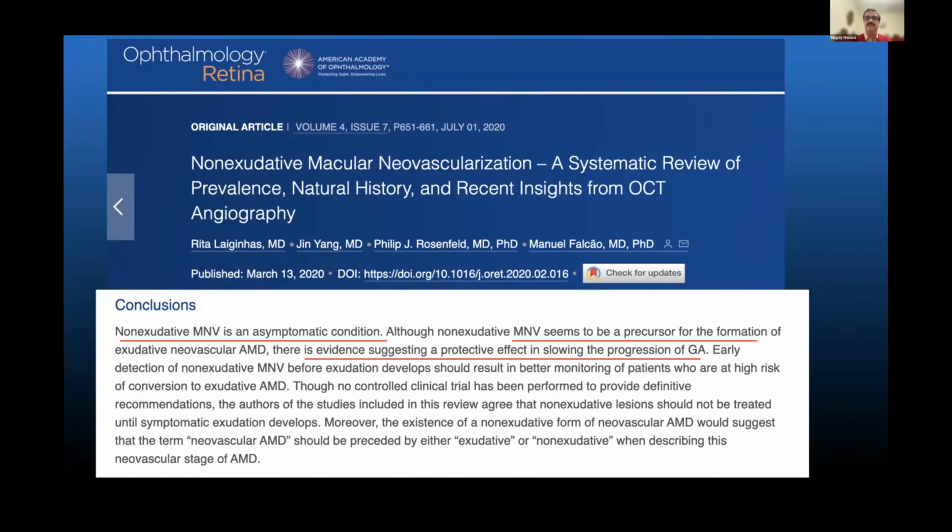So we should not treat this. We might get a geographic atrophy, and we should treat only when we have signs of activity on OCT or progression on OCTA in the size and dimensions. So the term neovascular AMD should be preceded by either exudative or non-exudative. This is new in the last 5 years.